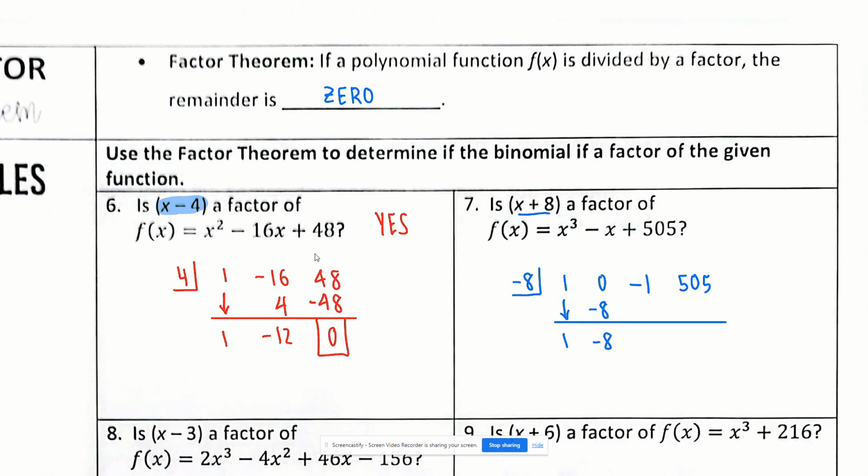Negative 8 times negative 8, 64. 64 minus 1, 63. And sure enough, you're probably going to need your calculator for that number. But negative 8 times 63 is negative 504. So close. But what is 505 minus 504? 1. It's not 0. So guys, is x plus 8 a factor? No, it is not. So we talked about that yesterday.